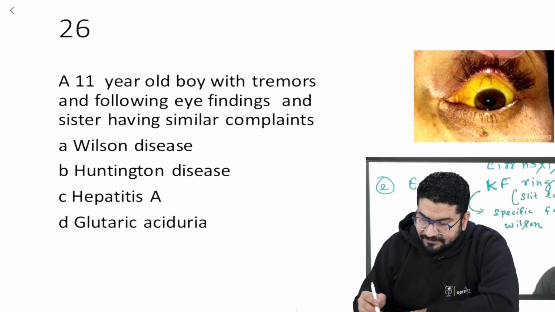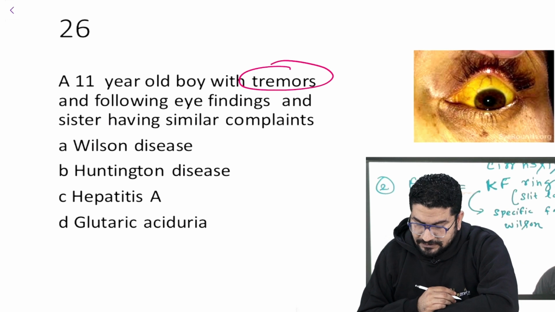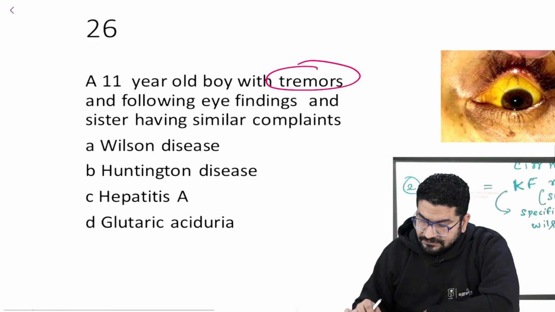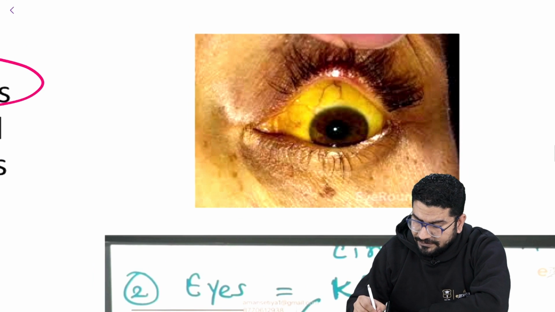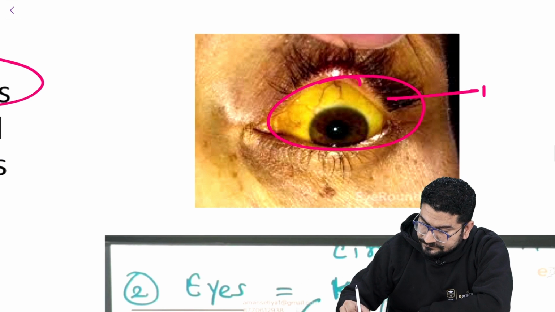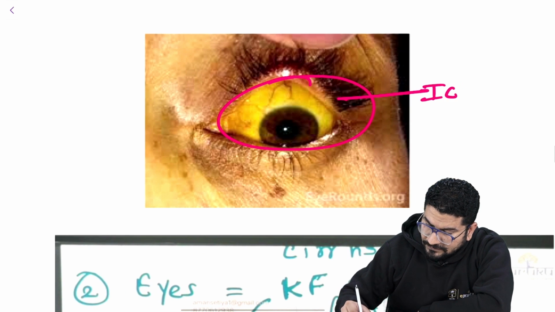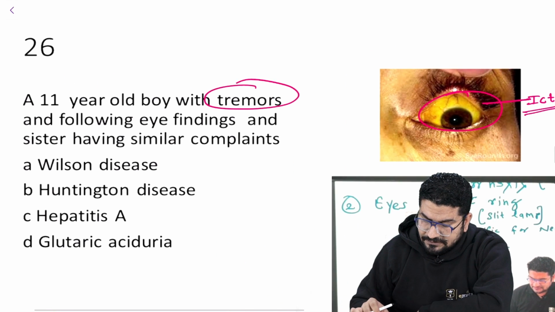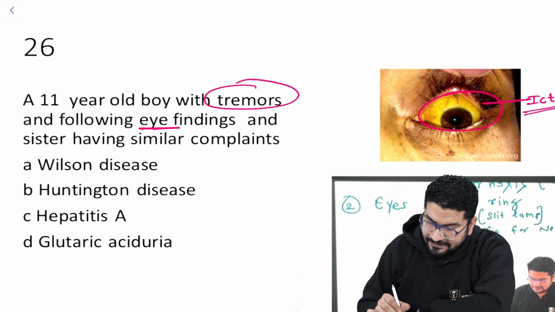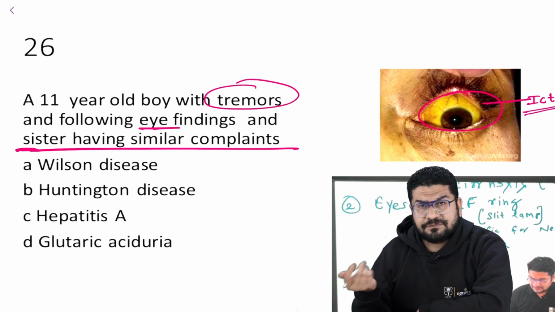An 11-year-old boy with tremors and the following eye finding. Some people are mentioning it was given that icterus is present. So you can see in the eye a huge icterus is there. Now whenever you see a young patient, we should think of genetic diseases, right? And having an eye finding and a sister with a similar complaint means some genetic history is there. So what is the diagnosis?